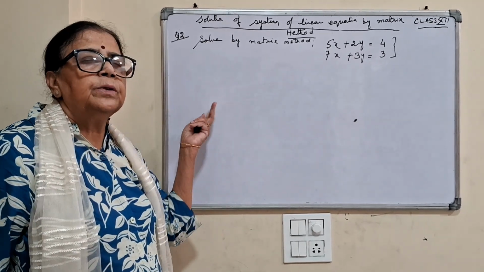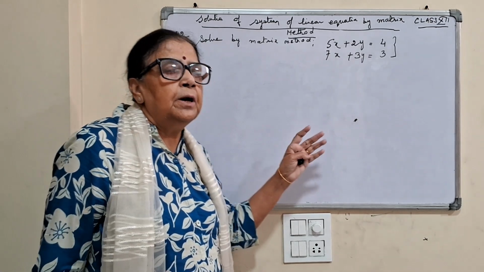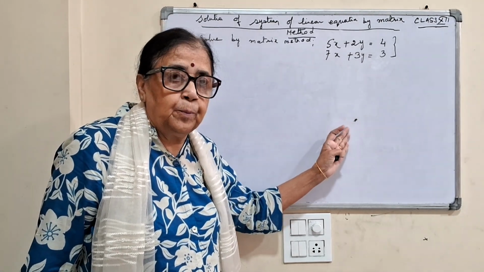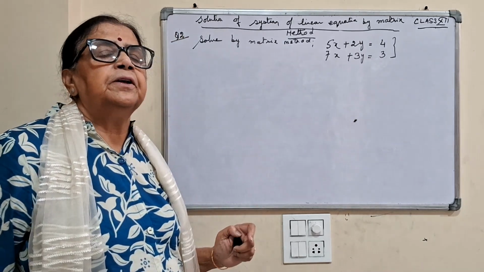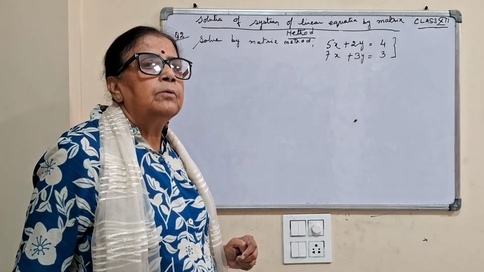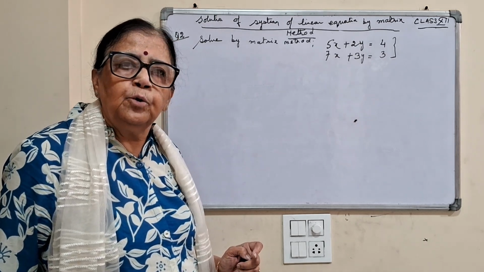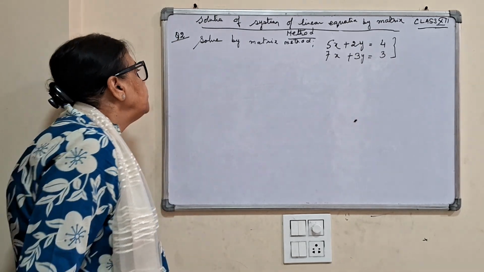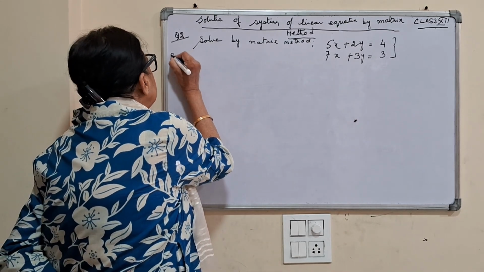Question number 2, the second question. I am repeating the non-singular matrix. Non-singular, how can you find out? You can find out the determinant of A, where matrix A is given. Determinant A is not equal to 0.